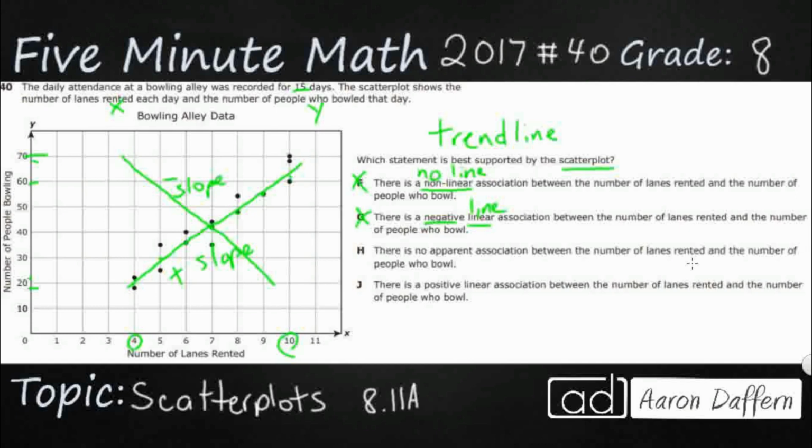There is no apparent association. No, that's when you get dots all over the place. So this would be no apparent association, if you just get dots kind of like all over the place. It looks like someone just spilled dots on the graph. That's no association. There is a positive linear association, all right, and that is what we're looking for. As your number of lanes rented increases, so does the number of people bowling. It is positive, it's moving up to the right, and it is linear, so our answer is J.